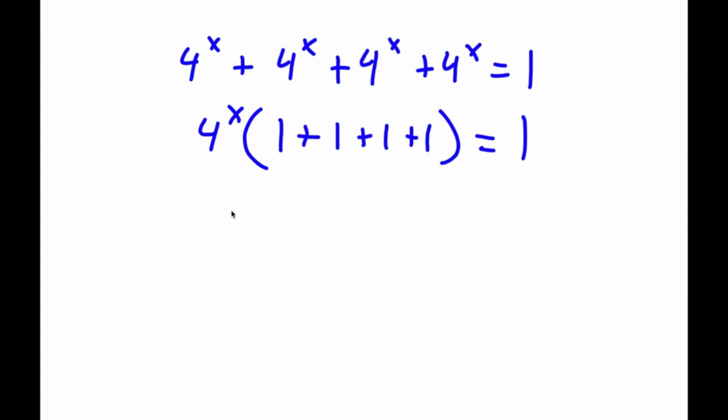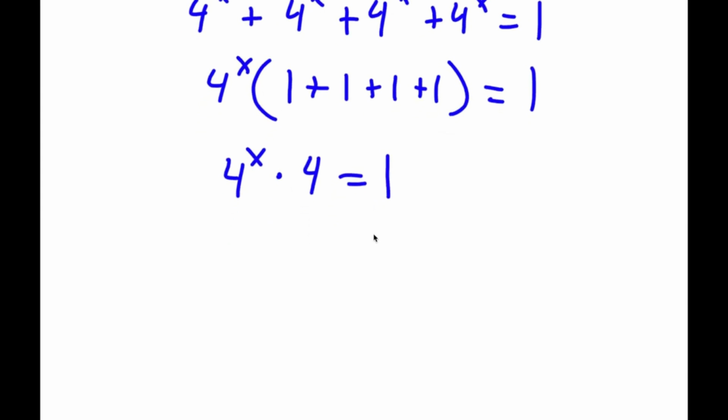Now, if I simplify this in the parentheses, I get 4 to the power of x times (1 plus 1 is 2, 2 plus 1 is 3, 3 plus 1 is 4), so I have 4 to the power of x times 4 is equal to 1. Now what I'm going to do is write 1 here as 4 to the power of 0. So I have 4 to the power of x times 4 is equal to 4 to the power of 0.